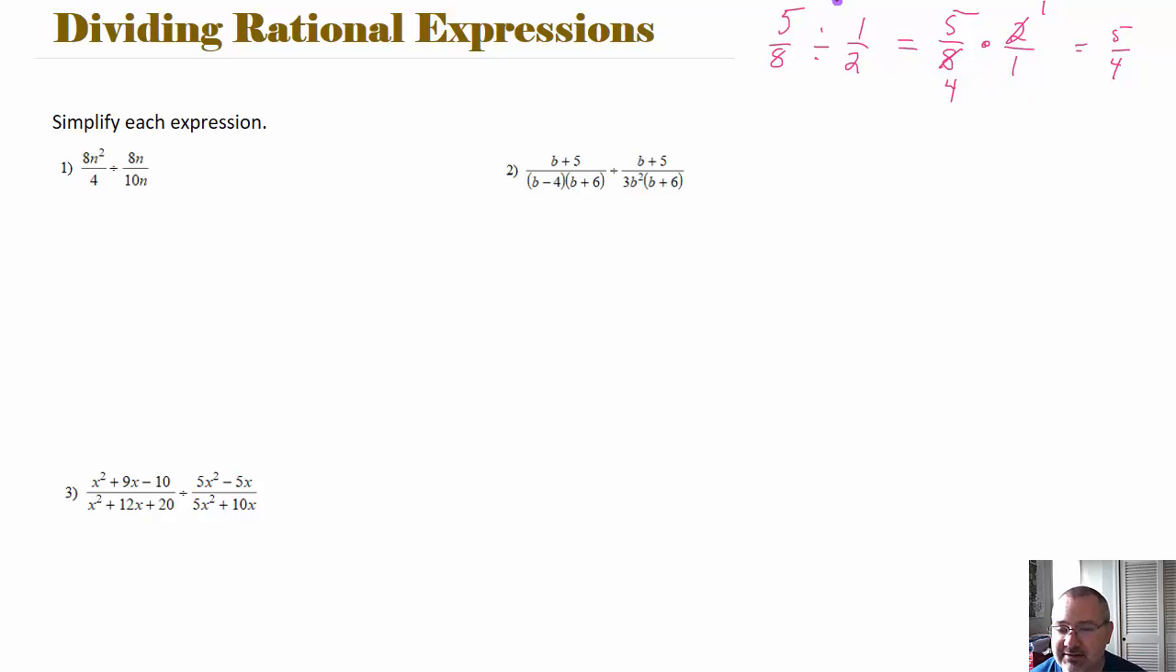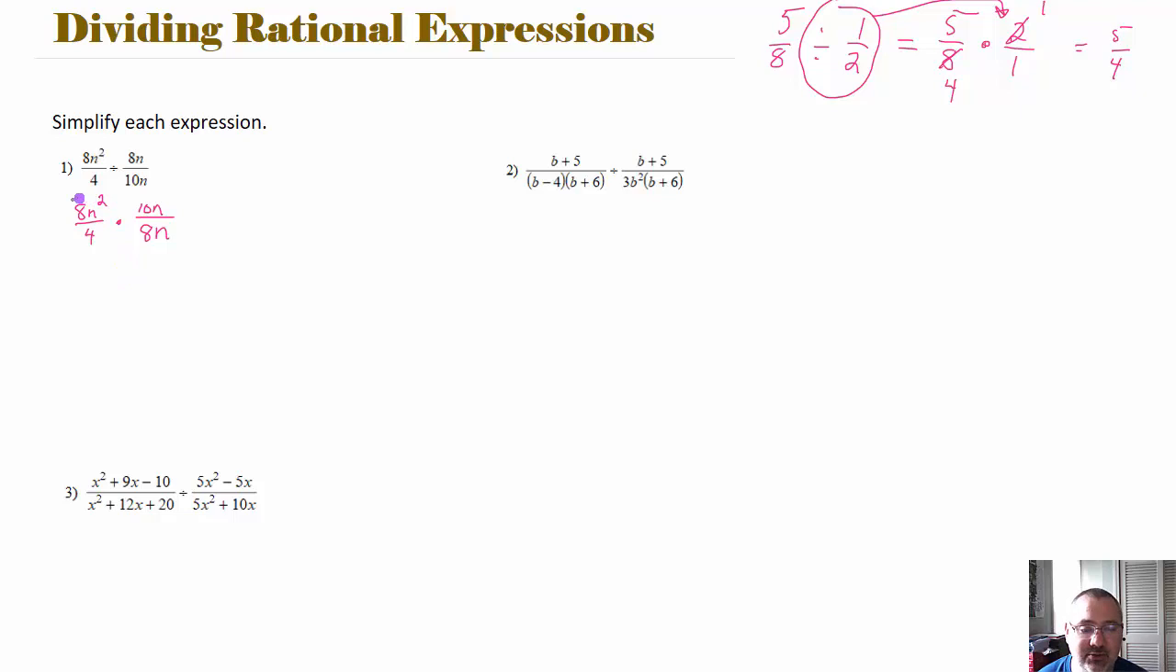So this little step here of changing a division problem into a multiplication problem is what we're going to do today. So let's take a look at the first problem. We have 8n squared divided by 4 divided by this fraction. So first thing I want to do is rewrite this so I have a multiplication of fractions. So 8n squared divided by 4 times the reciprocal of what you're dividing by, 10n divided by 8n. And now we're going to use our simplification skills.